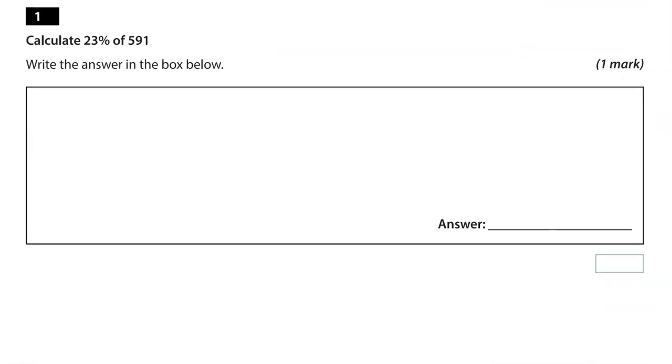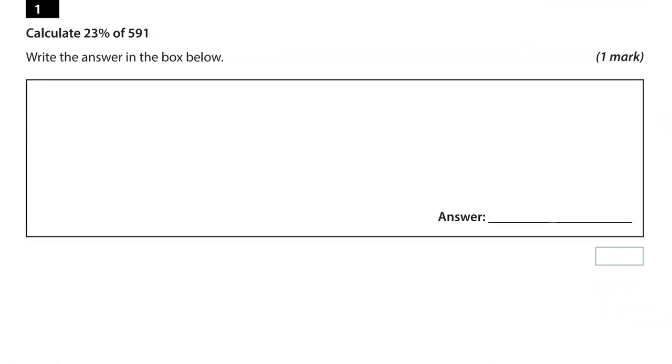Calculate 23% of 591. As you can use a calculator, I'll just go 23. So 23% is out of 100, because percent means out of 100, of the amount, which is 591. So 23 divided by 100 times 591, which is 135.93.